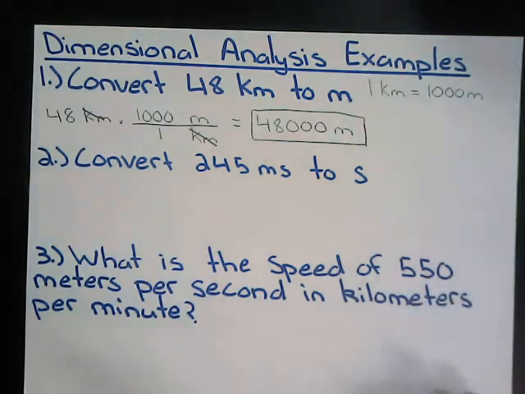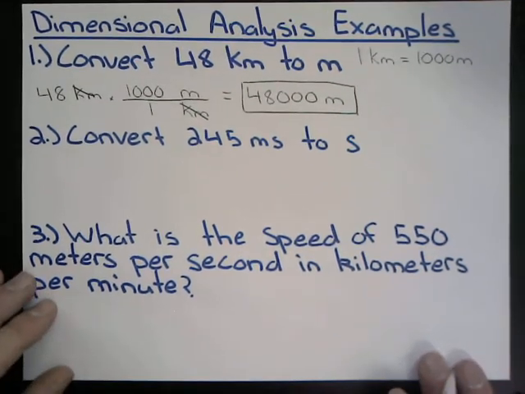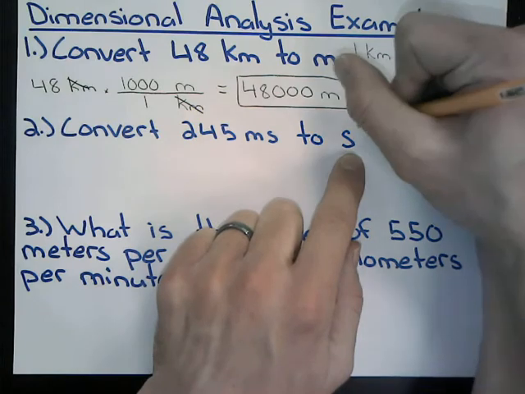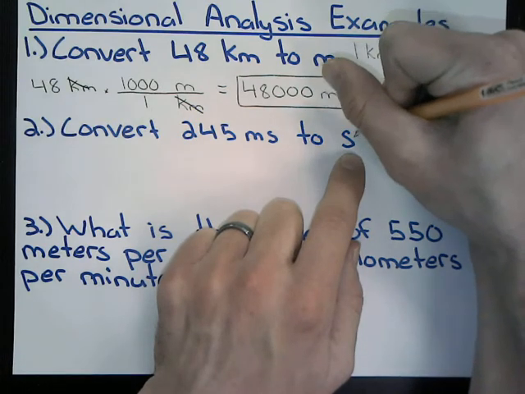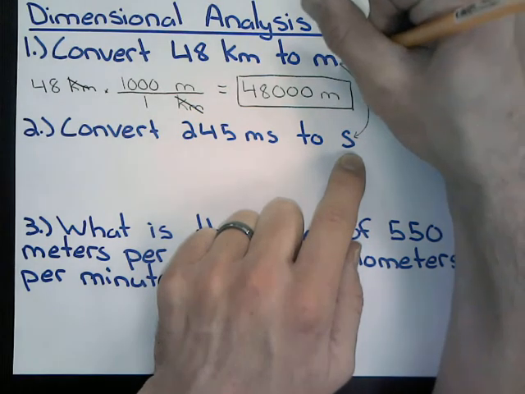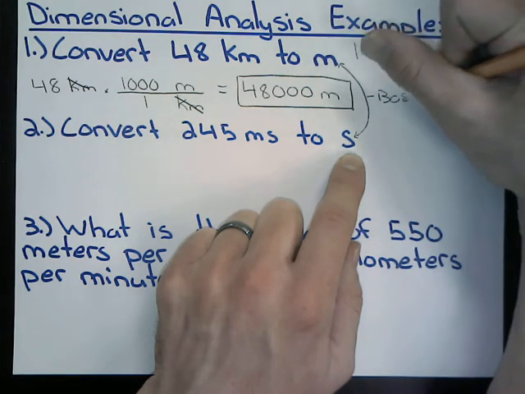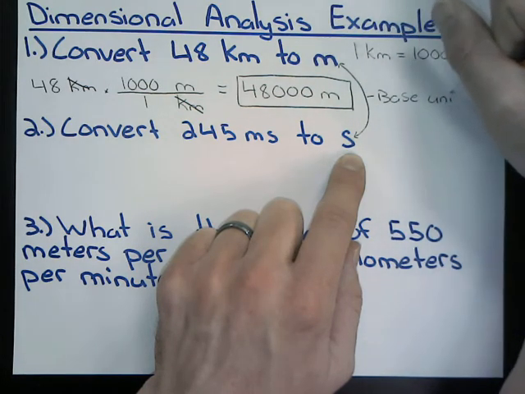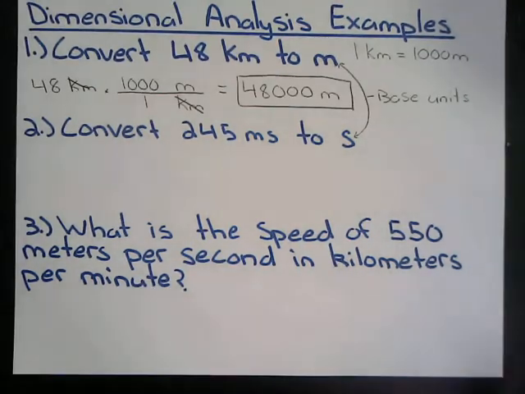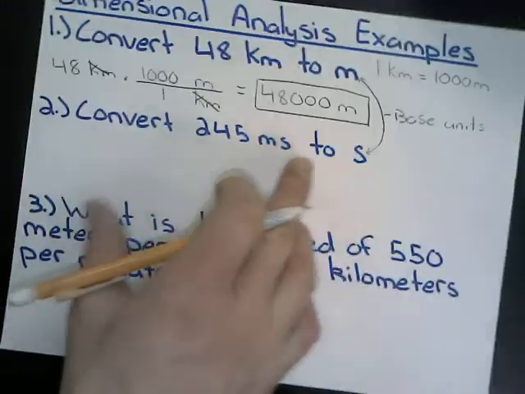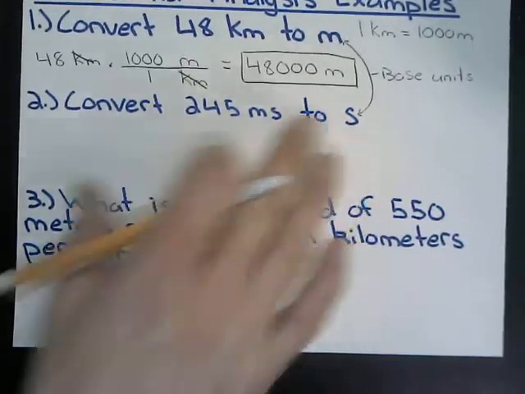Now we can convert 245 milliseconds to seconds. Again, I should have noted this on the first problem, but seconds and meters are base units. Okay? So again, I'm going to look on my chart for the value for milliseconds, and I'm going to relate it to the base unit of seconds.